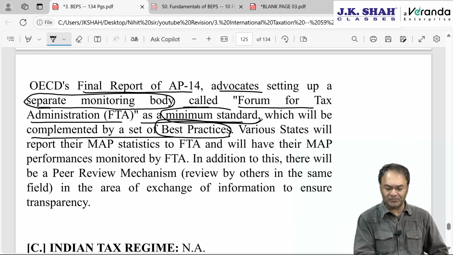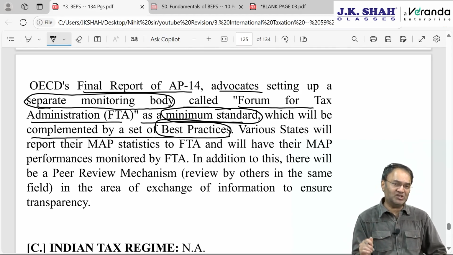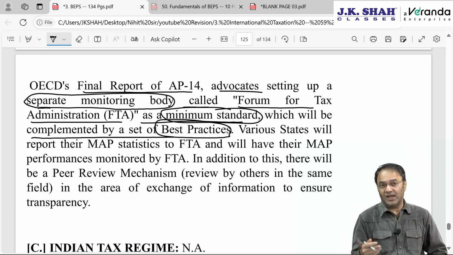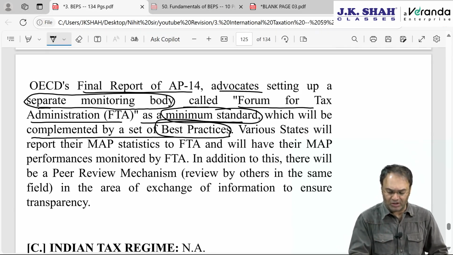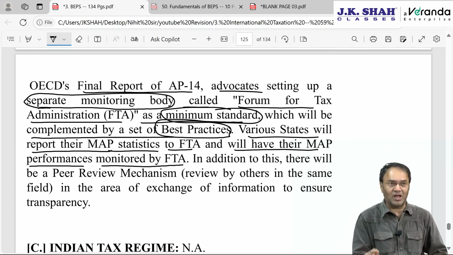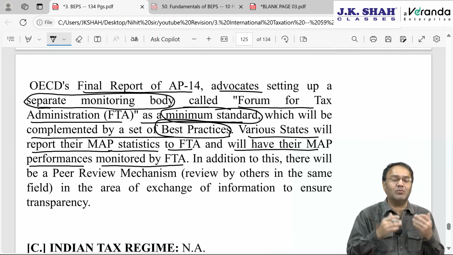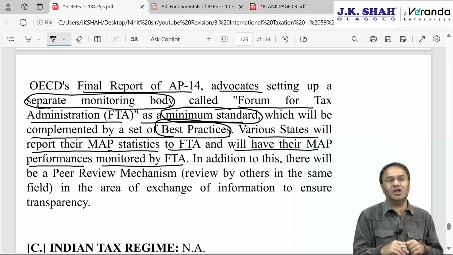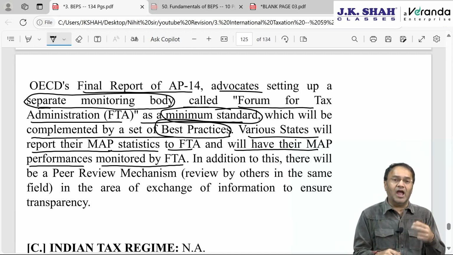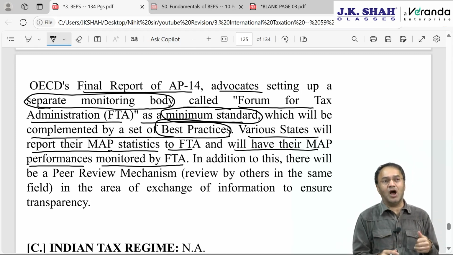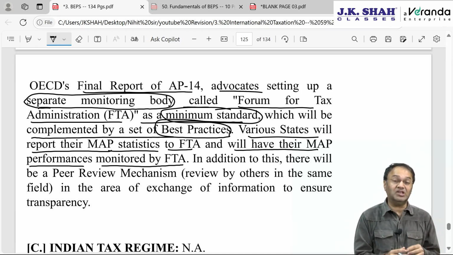Minimum standard means mandatory requirement, mandatory action plan, and best practice means extra suggestions by OECD which are not mandatory. Various states will report their MAP statistics to FTA and will have their MAP performances monitored by FTA. Primarily FTA will be the monitoring body. Your MAP performance means how many complaints you received, how many you resolved, how many are unresolved at the year ending, and how much time you took on average for each complaint.